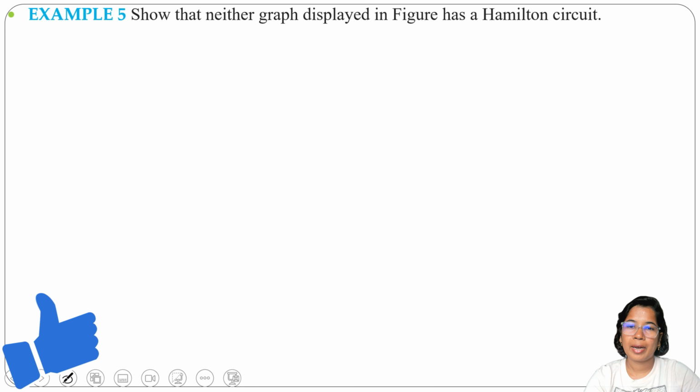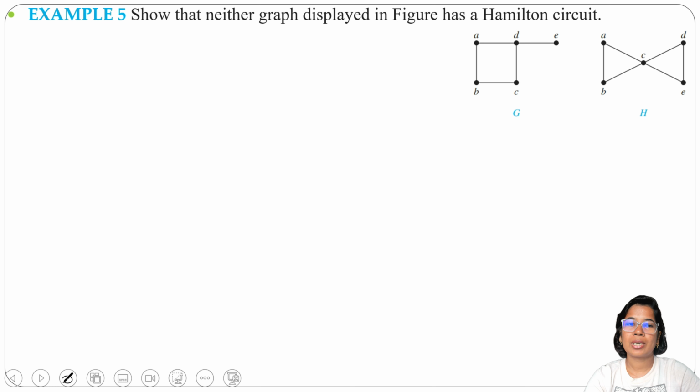Next, example 5. Show that neither graph displayed in the figure has a Hamilton circuit. We have two graphs, G and H. We'll check that these two graphs don't contain a Hamilton circuit. In G there is a vertex E having degree 1, so no Hamilton circuit. In H, A, B, D, E have degree 2, whereas C has degree 4.